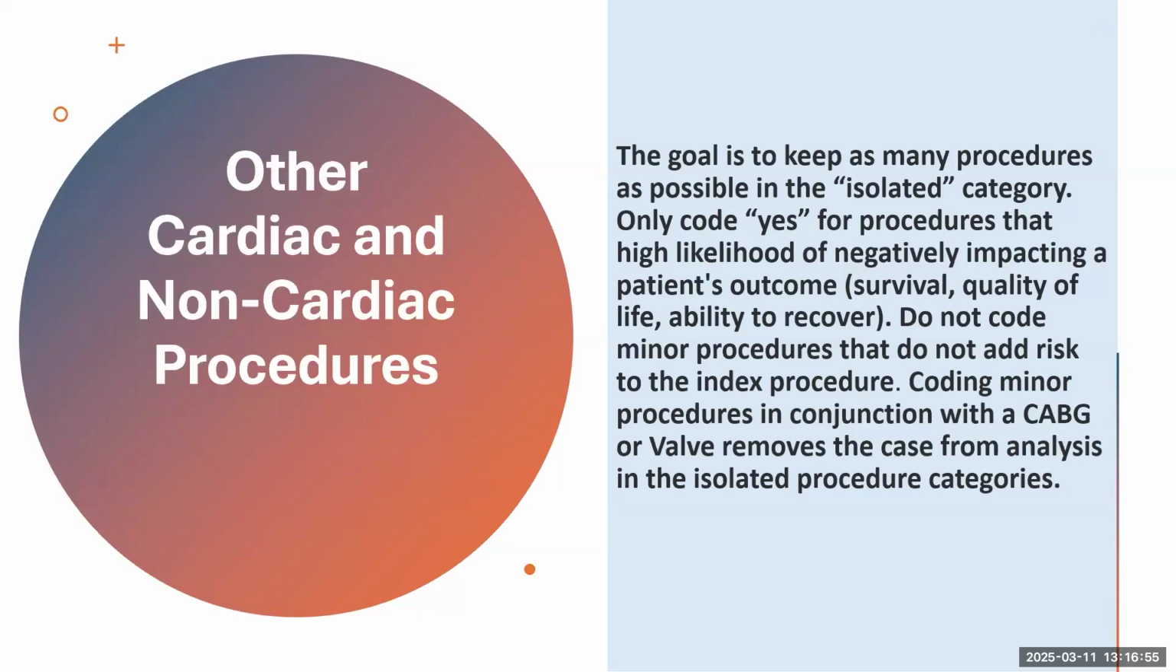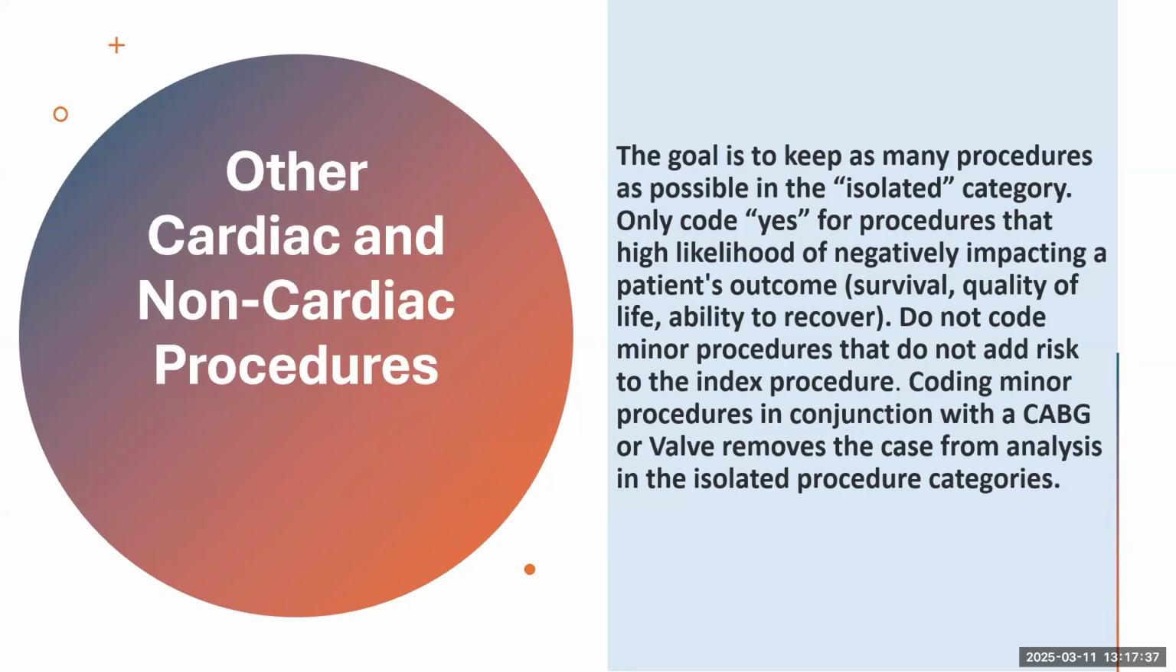And I'd be remiss to not talk about this when we talk about the PROC ID chart. So the goal is for us to have as many procedures isolated as possible, okay? So that's why we have a significant amount of language in the training manual about, for other cardiac and non-cardiac procedures, we only code the procedures that have a high likelihood of negatively impacting a patient's outcome. We don't want you to be coding minor procedures that do not add risk to the index procedure.